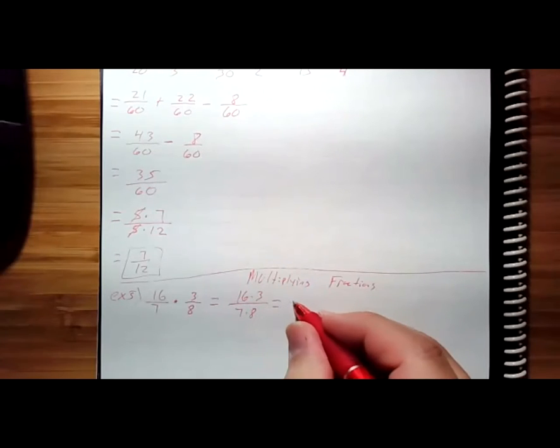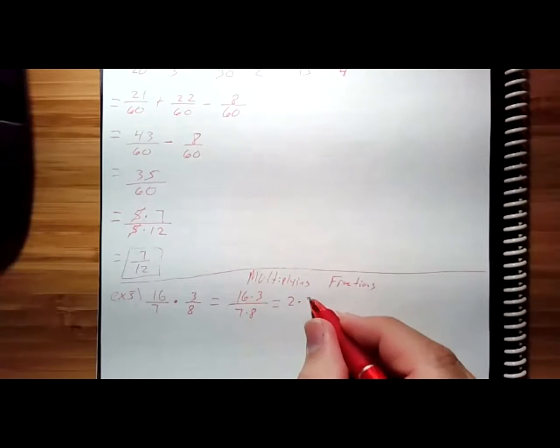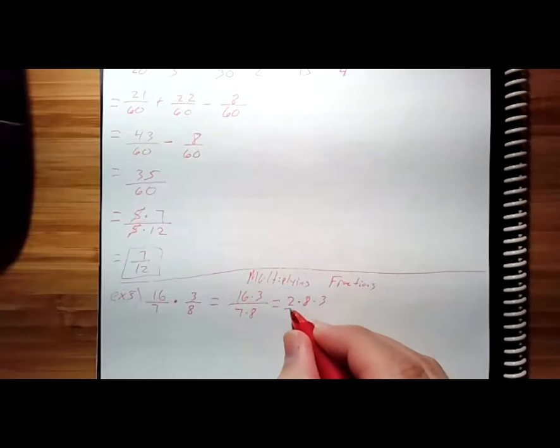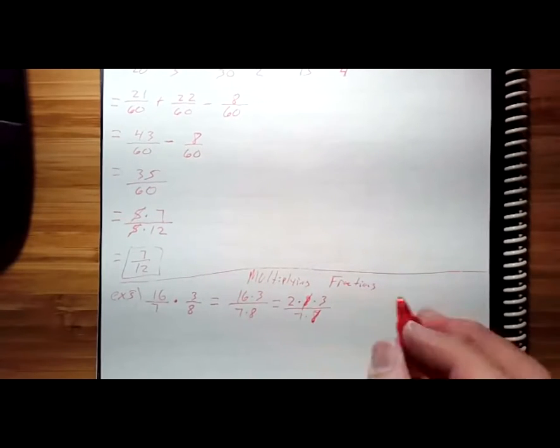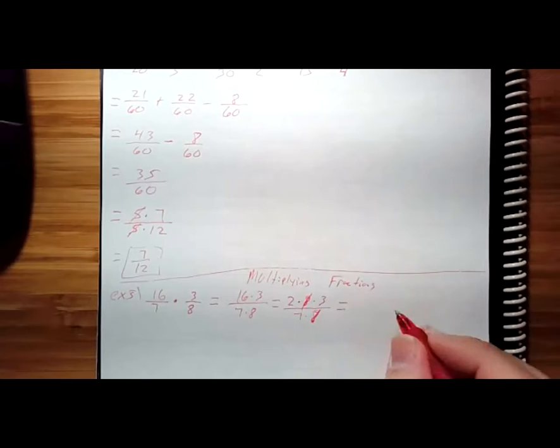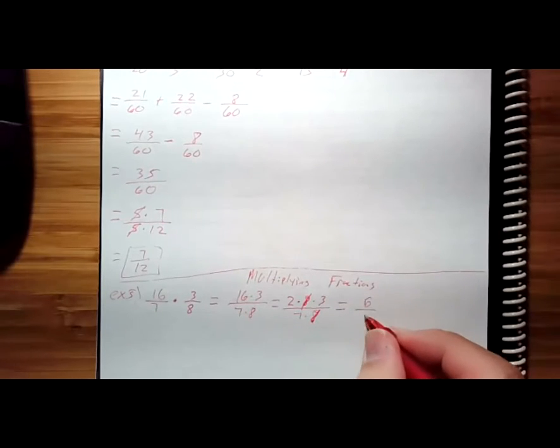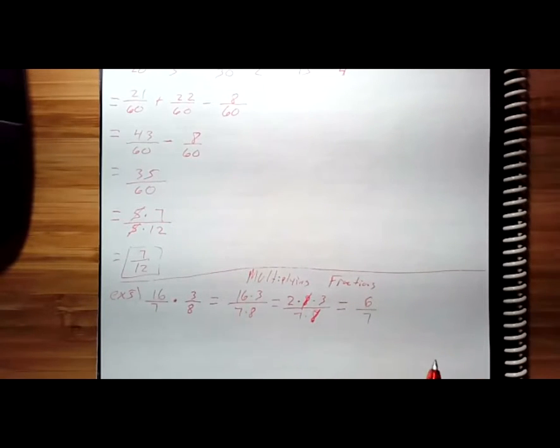But what you can just simply do is break it down to factors. 2 times 8 is 16 over 7 times 8. So these 8s will be gone. And since I did it this way, I know for a fact that at the very end, it's already reduced. We don't have to worry about it.